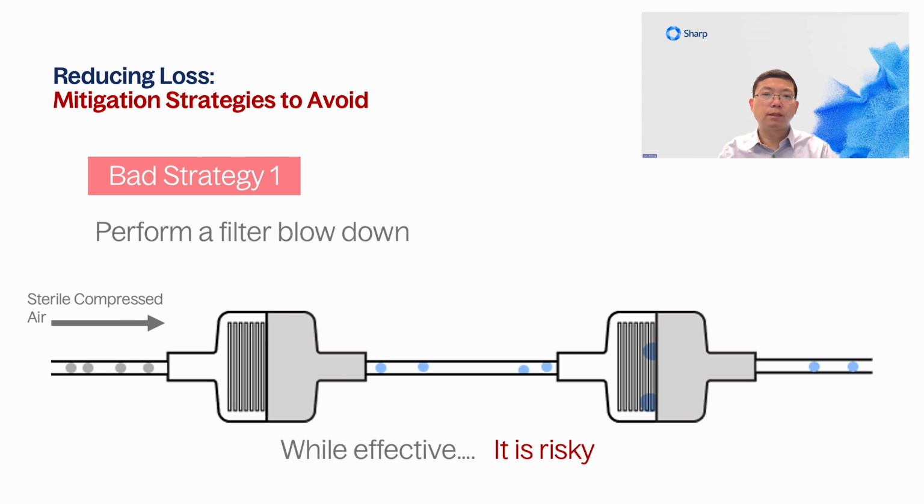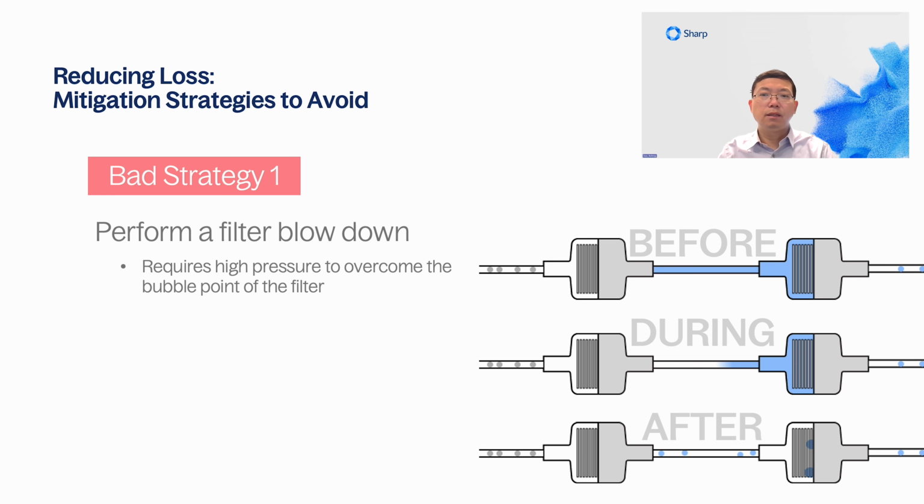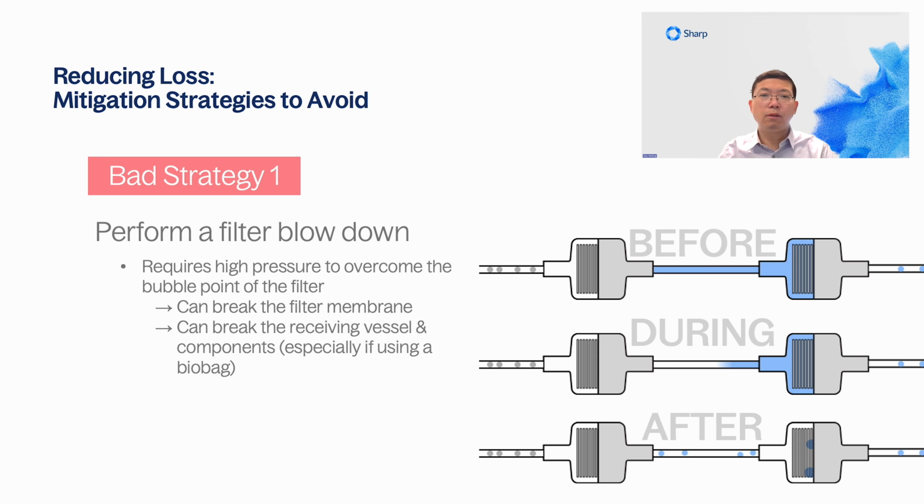Blowdown introduces additional manipulations and gases to the process, which may pose sterility assurance risk. Excessive pressure may stress the filter membrane and cause damage to receiving containers such as biobags, which cannot withstand pressure. Foaming may occur at the gas and the liquid interface, which could be detrimental to some products. Because of these risks, we do not recommend this approach.